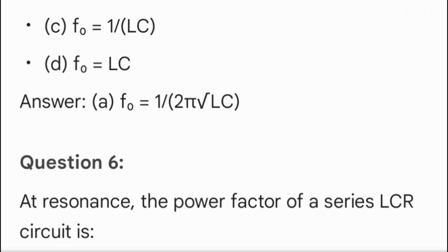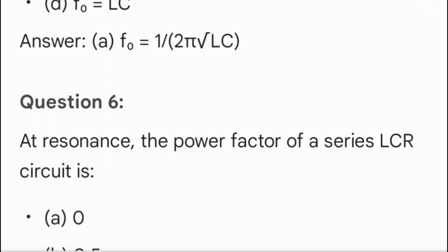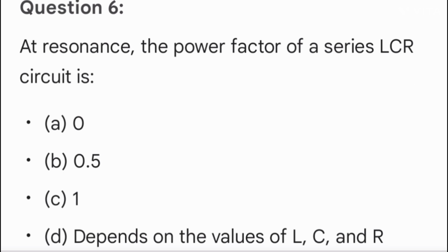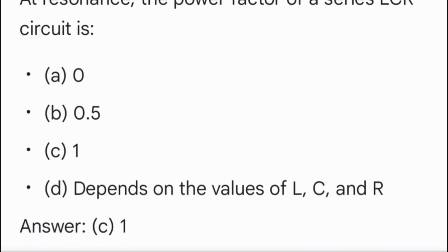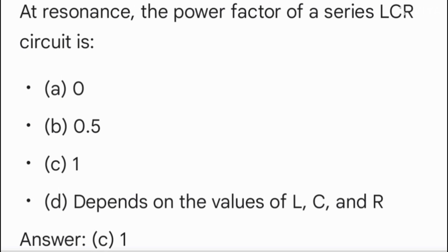Question 6. At resonance, the power factor of a series LCR circuit is A. 0, B. 0.5, C. 1, D. Depends on the values of L, C and R. Answer: C. 1.